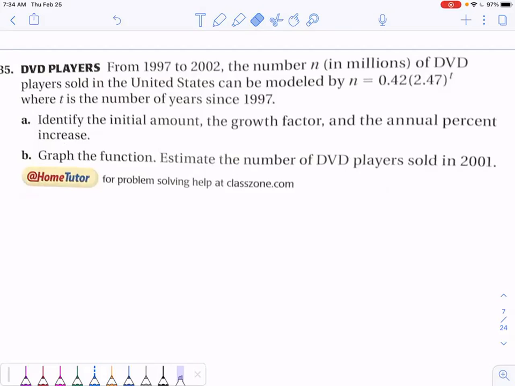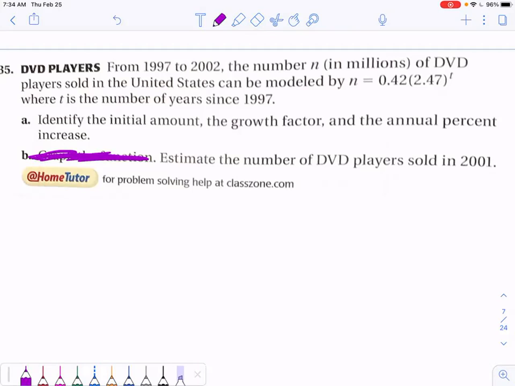So this one's given to you. N equals 0.42, and then in parentheses, 2.47 to the T, where T is the number of years since 1997. Identify the initial amount, the growth factor, and then the annual percent increase. And I want to make sure you understand the difference between the growth factor and the annual percent increase. Part B says graph the equation. You were asked not to graph it in the directions on the homework assignment, but instead estimate the number of DVD players sold in 2001.